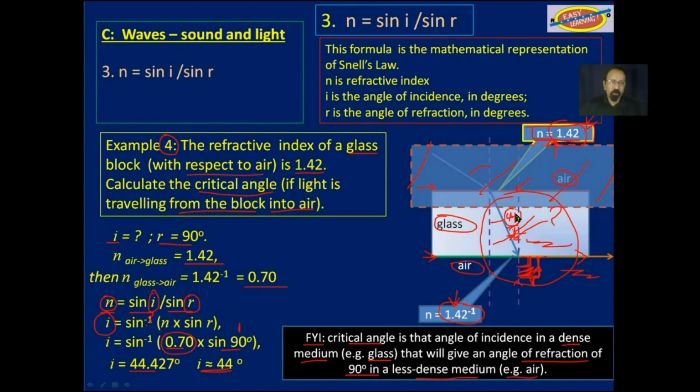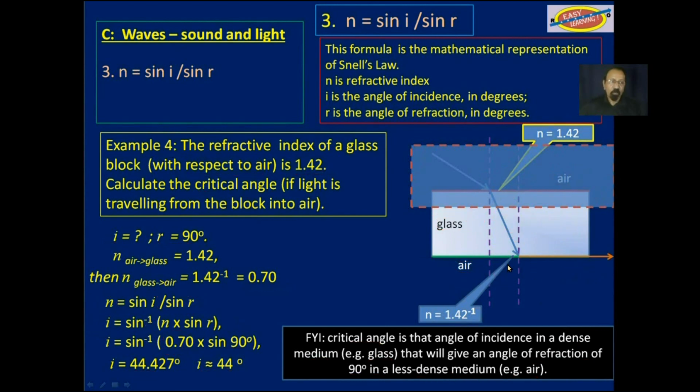When that angle is 44 degrees, this angle here will be 90. So when you are asked to find a critical angle, it means what is the angle of incidence that will give an angle of refraction of 90 degrees, and that can only take place when you have a light ray traveling from a denser medium to a less dense medium.